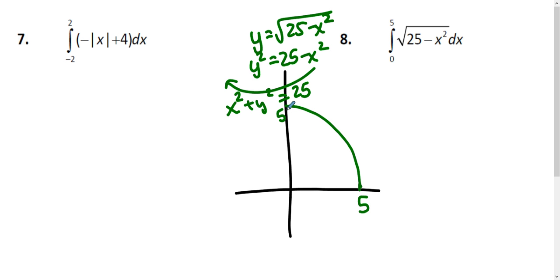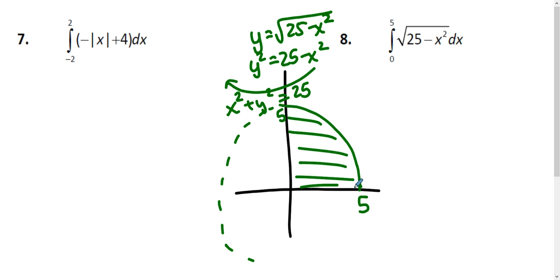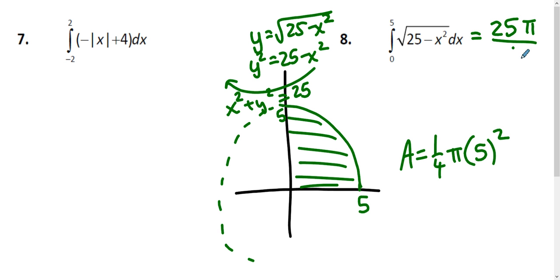The circle goes like this, but we're only graphing the positive part, so we don't even graph this. And we're only interested in the area between 0 and 5, so we're only interested in this part. This part is a quarter circle, and a quarter circle has area 1/4 pi r squared. Well, what's r? That's the radius, that's this. And so this integral has the value 25 pi over 4.